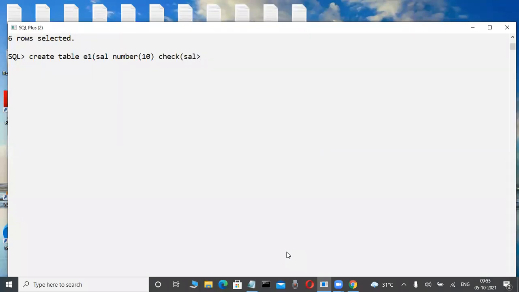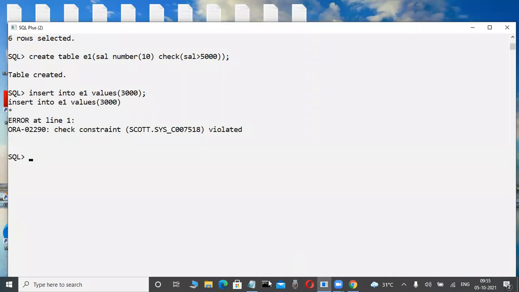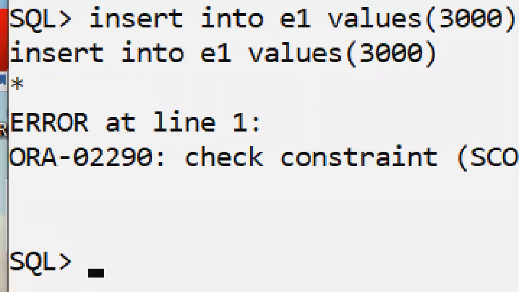Okay, don't write it. Now I am just writing some conditions. Whenever I write it like this, my data entry operator tries to insert data like this: 3000. Is it possible? No. Here, this is an error. 3000 means less than 5000 only.